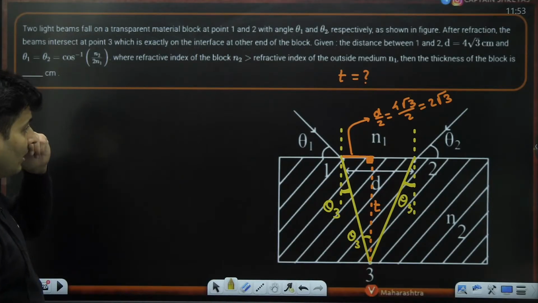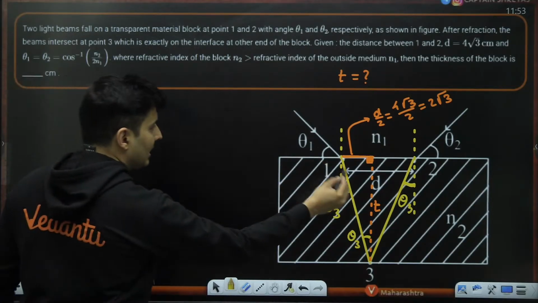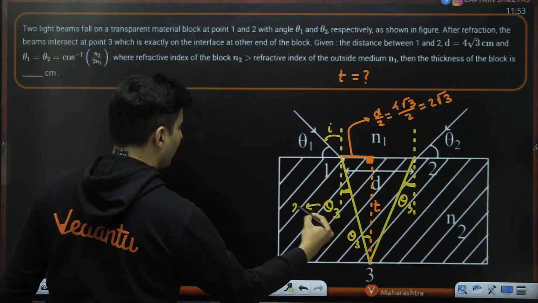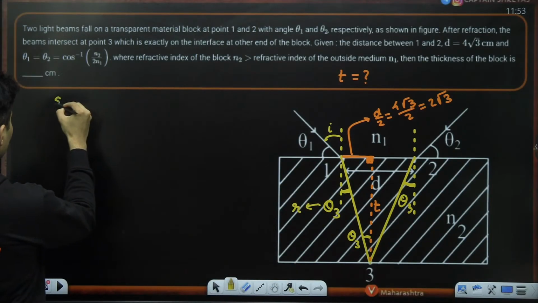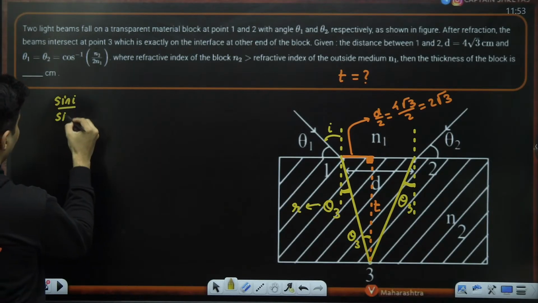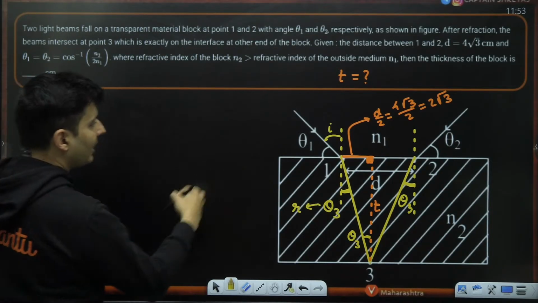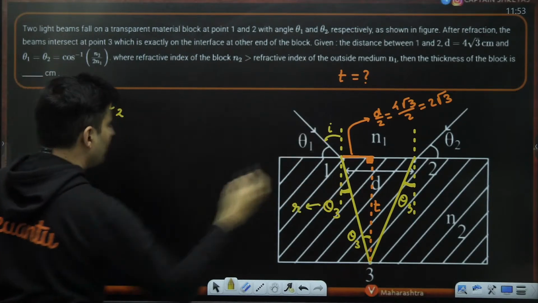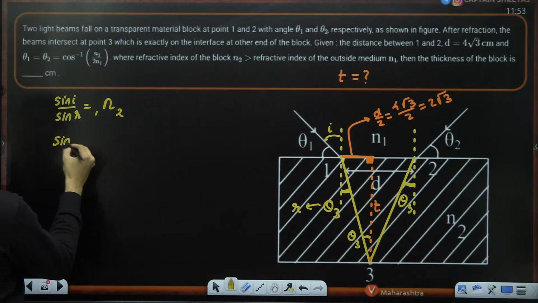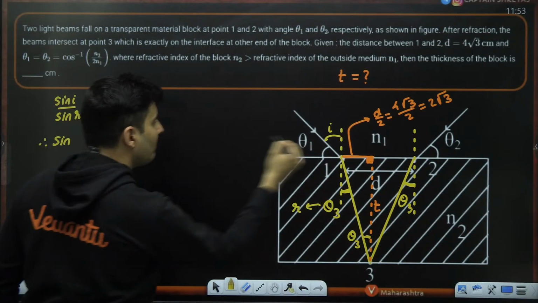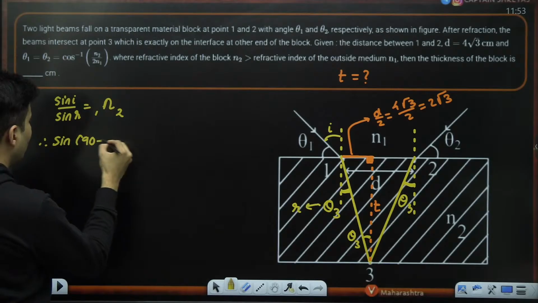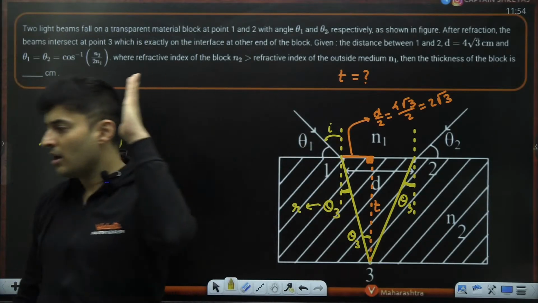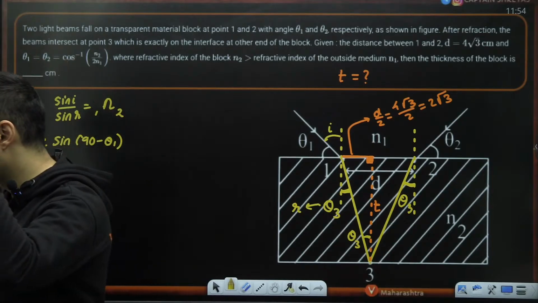Okay, so let's use Snell's law now. Remember, this is your angle of incidence. This is your angle of refraction. So sine of I by sine of R is the refractive index. Light is going from 1 to 2, from outside to inside. Incident angle, check it out. It is 90 minus theta 1. A lot of people took the angle as theta 1 itself. No, always the angles have to be measured from the perpendicular, the normal drawn.